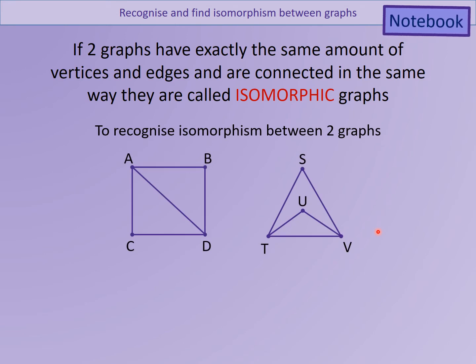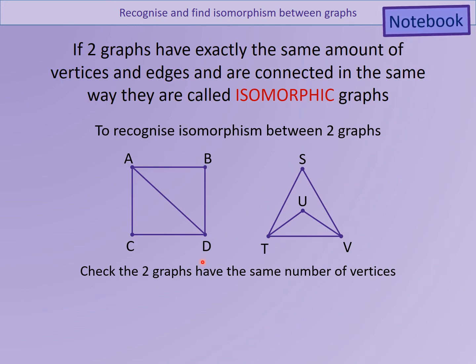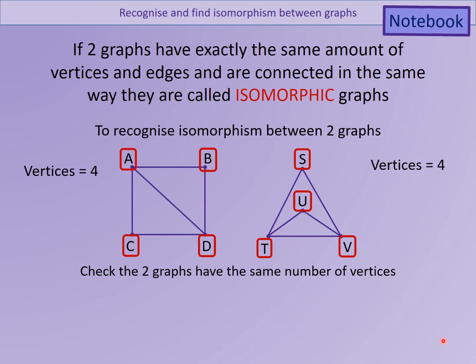Right, now of course it's not always easy just to spot how you could actually move it. So there's got to be a better option than just trying to redraw the graphs and shuffle the vertices about. Now you can do it by checking the number of vertices first of all. If these two graphs are going to be the same, they must have the same amount of vertices. Now we can see on this one it's got 4 vertices, this one here has got 4 vertices, so it passes the first check. 4 vertices on both, therefore that's fine.